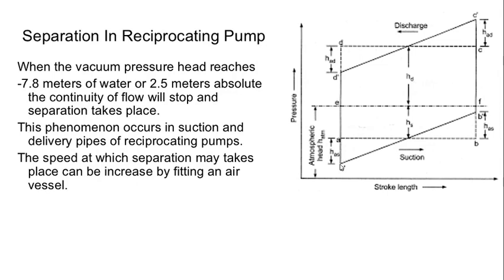Okay. Now this is the beginning of suction stroke. The pressure head at this point A dash is atmospheric pressure head H atmospheric minus this is suction head HS minus this is acceleration head HAS. So the absolute pressure head at the beginning of suction stroke is H atmospheric minus the sum of HS plus HAS.